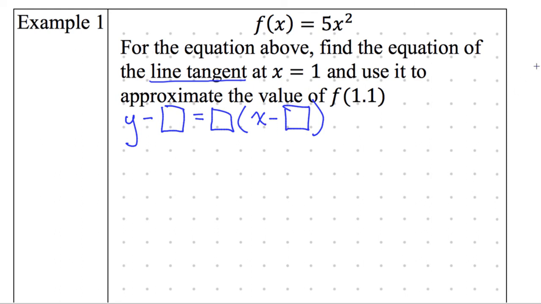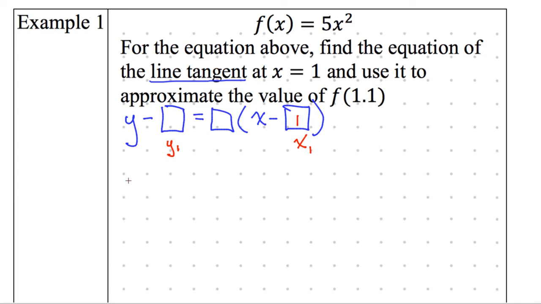Do we have any of that information already? We do have the x, so that goes right here. That's our x coordinate, x1. Do we have any other information? Well, we kind of have the y. Sort of. We can find that really easily, though, right? How do we find our y coordinate? Plug in the x. Just plug it into the equation.